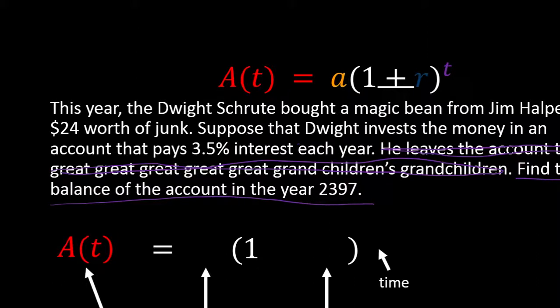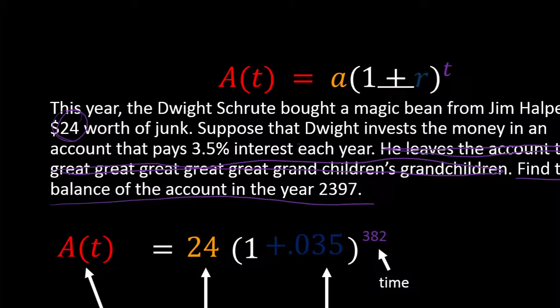I know that he initially invested $24, and the rate he invested them at was 3.5%. So I'm adding 3.5% converted to a decimal is 0.035. Finally, time I find by taking the year, which is 2015, and finding the difference between now and 2397. So that's going to be in 382 years.